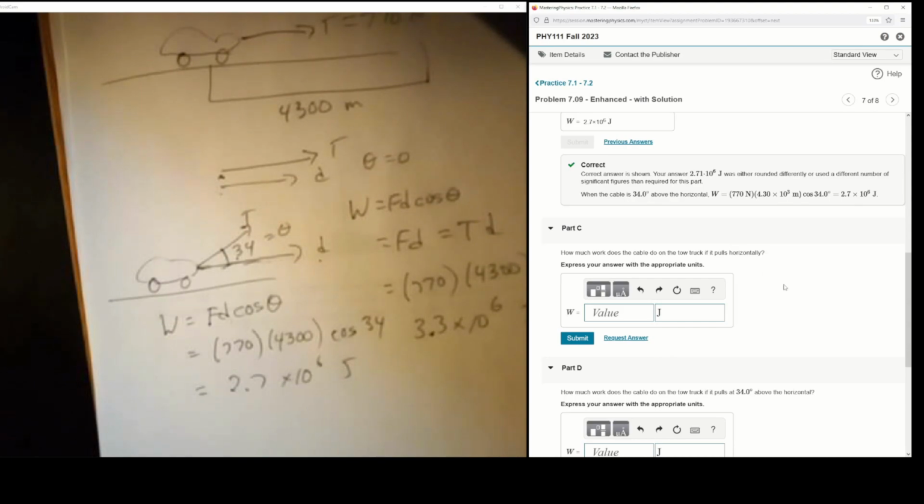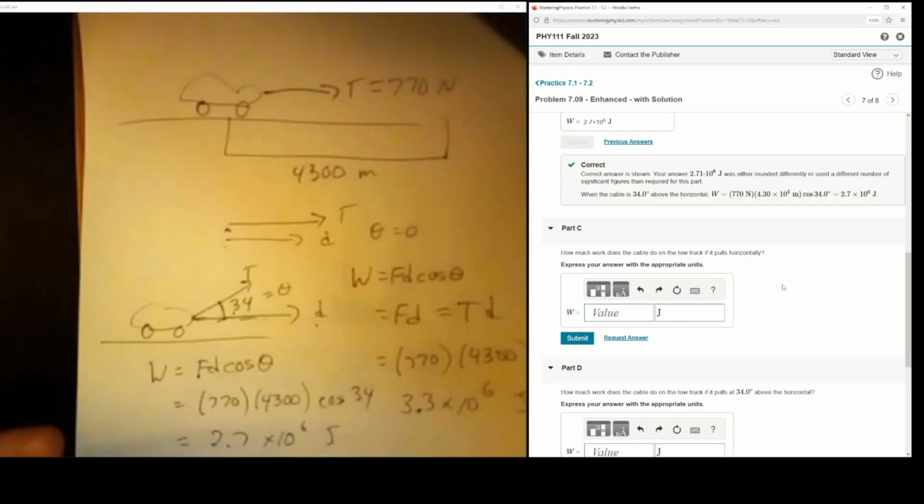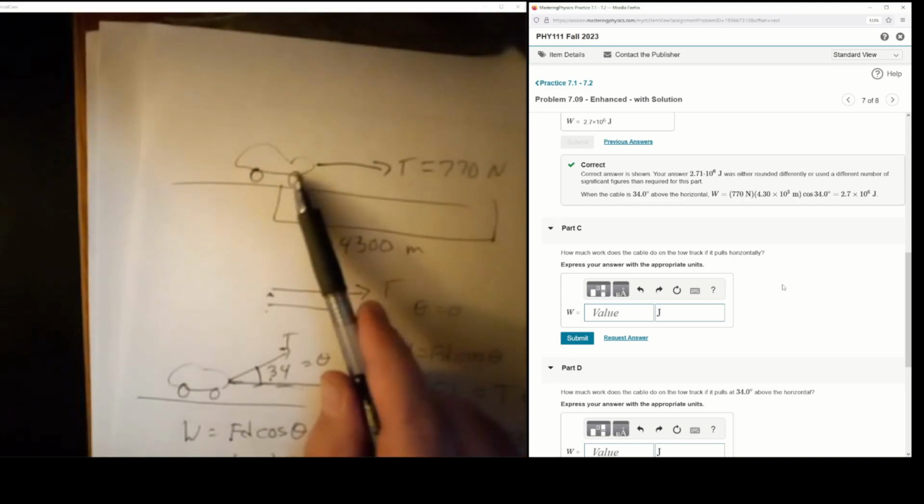Part C. How much work does a cable do in a tow truck if it pulls horizontally? Oh, interesting. All right. Let me draw another picture then for that. So now they're asking us to focus on the truck. So that may be a little bit of a confusion here. A and B were having us focus on the car. But now part C is asking us to focus on the truck.